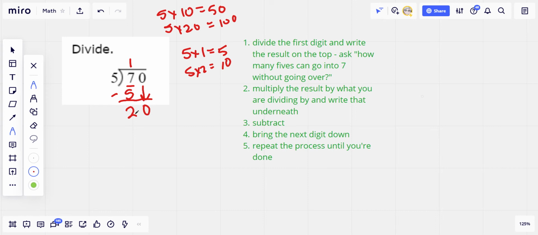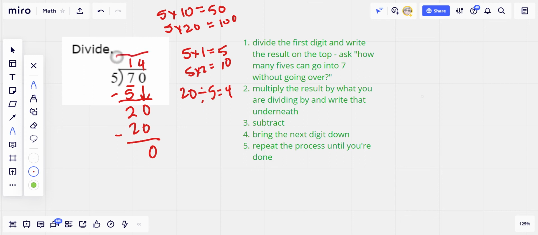Now we look at this number and we ask how many 5s go into 20, or what is 20 divided by 5? And that you may have an answer for. So 20 divided by 5 is 4. So that goes up here. Then we multiply again, 4 times the 5, that's 20. And then we subtract and we get 0. So we know we don't have a remainder. We know that 70 is divided evenly by 5.